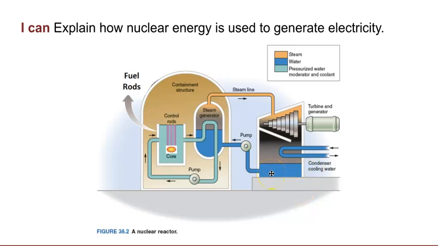The difference with this from a coal or natural gas power plant is that here you have fission occurring. So you have your uranium here in the core, and the reaction occurs with the fuel rods and the control rods. So that's the difference. We don't light anything on fire. We don't do combustion. We start a chain reaction.